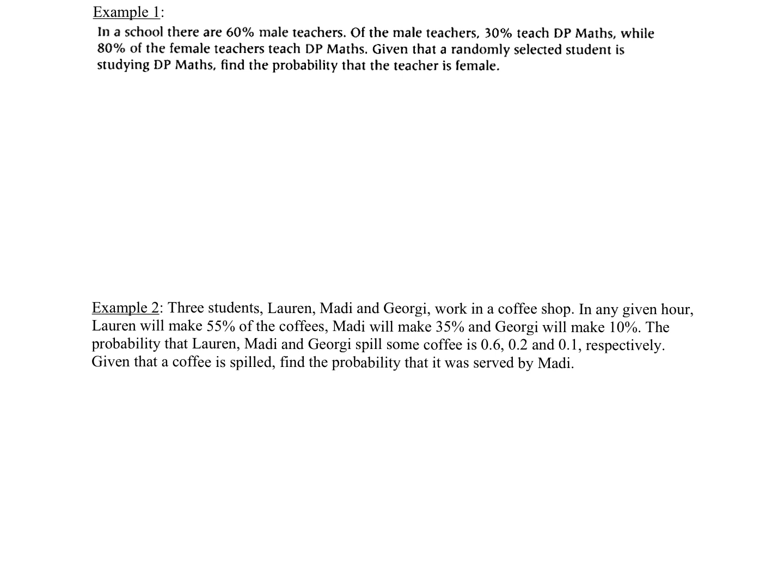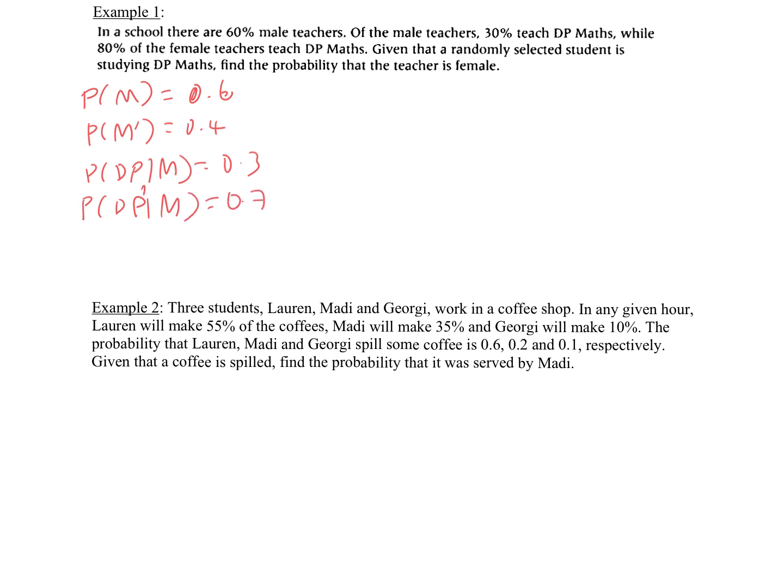So we have the situation here. Probability of male is equal to 0.6, and the probability of not male would be 0.4. Probability of DP given male is 0.3. So the probability of not DP given male would be 0.7. And probability of DP given not male is 0.8. And probability of DP complement given a female teacher is 0.2.